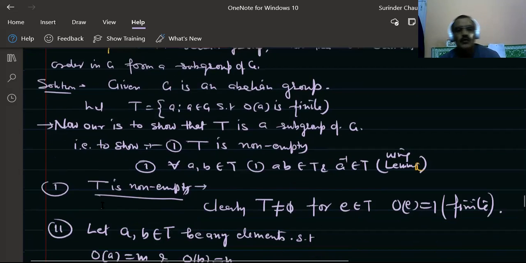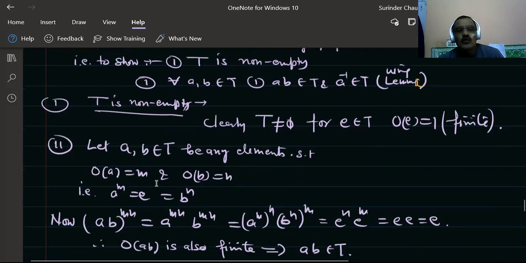So first we will show T is non-empty. Clearly, T is non-empty. How? The identity element E belongs to T, since there exists E belongs to T whose order is 1. You know the order of the identity element is 1.